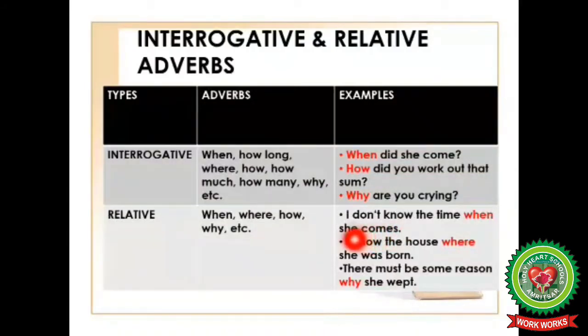Example: I don't know the time when she comes. I know the house where she was born. There must be some reason why she wept. So here, when, where and why are used as relative adverbs and they join the clause to the rest of the sentence.